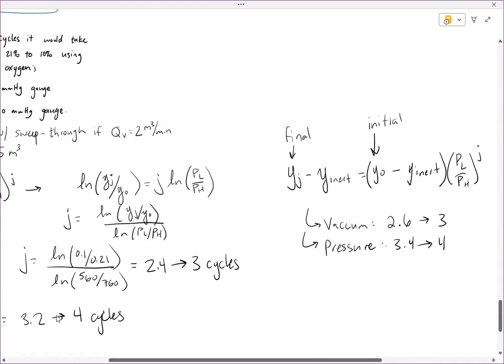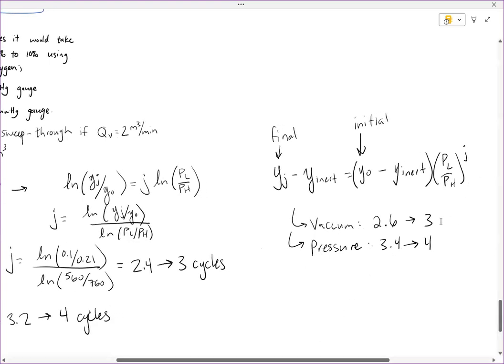Pressure was the same. It increased from 3.2 to 3.4, but both ways I round up to 4 no matter what anyway. So a good lesson here may be that here it didn't cost me anything. So the inert that had oxygen in it is likely going to be cheaper to purchase than totally pure inert. But it's still going to take me the same number of cycles either way.